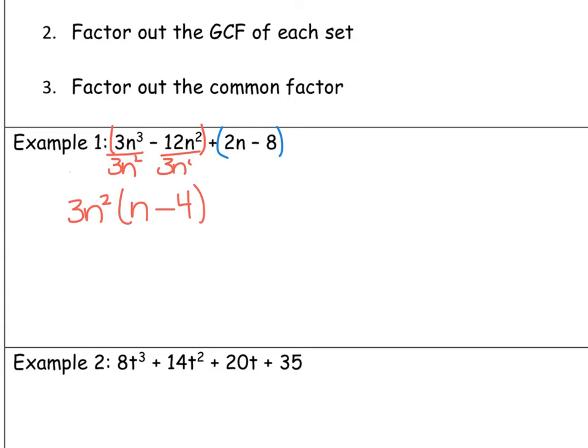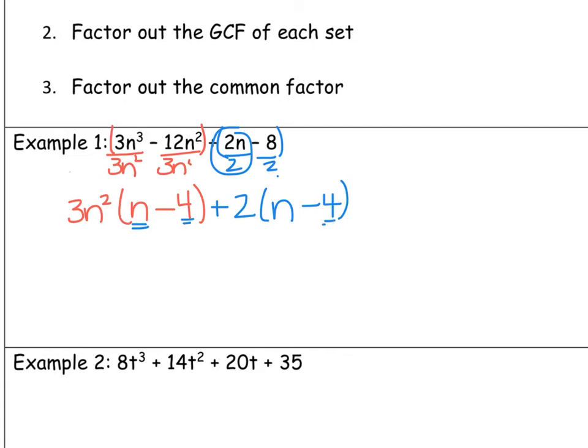When we're factoring our next set of parentheses, we want to make sure that n minus 4 ends up in the parentheses after I factor out the GCF, because otherwise it's not going to do us any good. So the GCF of 2n and 8 is 2. So I'm going to write the plus 2. 2n divided by 2 is n, which is what we have right here. And then 8 divided by 2 is 4, which is what we have right here.